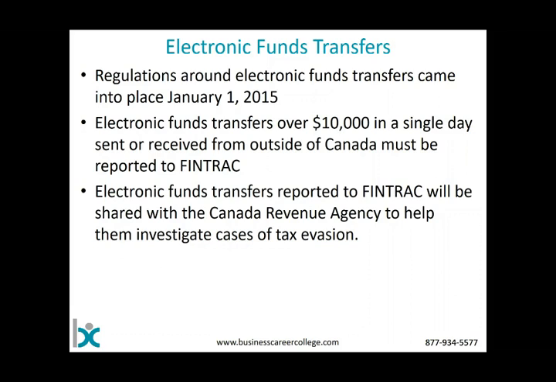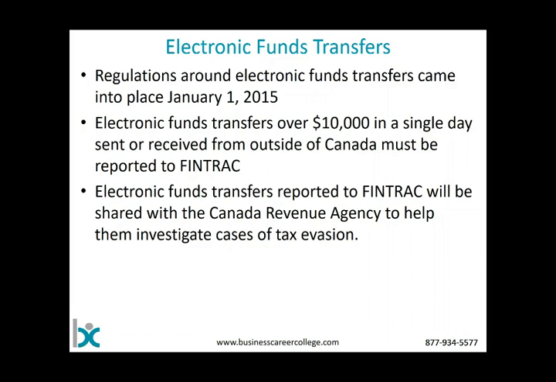The next type of transaction that we're going to look at is called an electronic funds transfer. Now, just like we were able to break down what a large cash transaction is, we can assume a little bit from the name that an electronic funds transfer is a transaction when money or funds are moving electronically between individuals. This is the newest type of reporting that FINTRAC requires. The regulations around this were put in place in January of 2015.